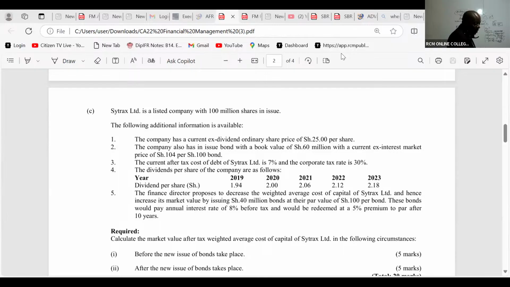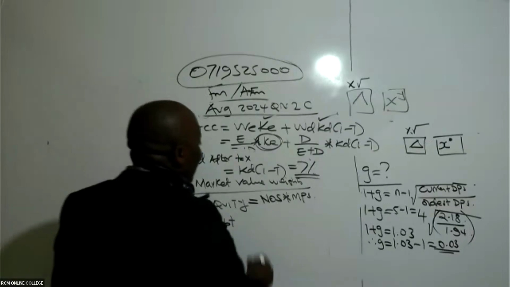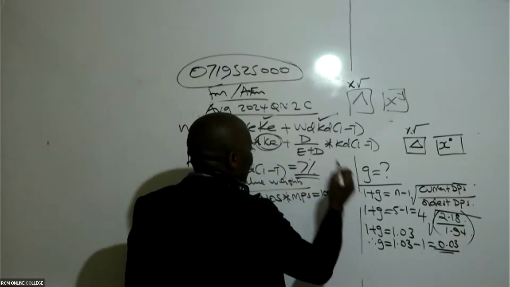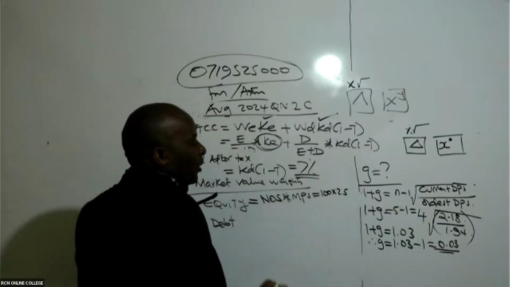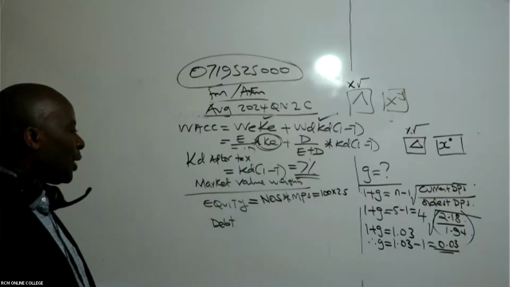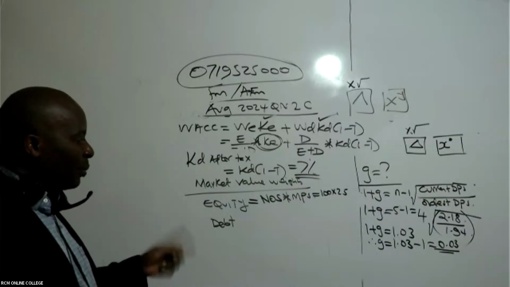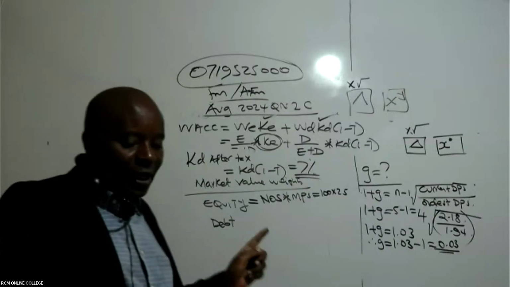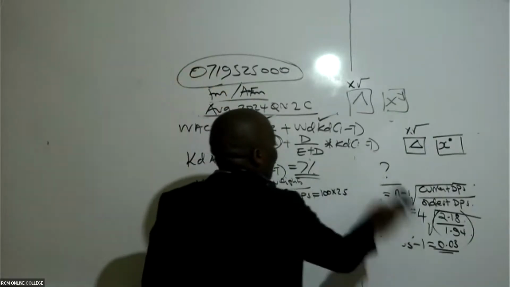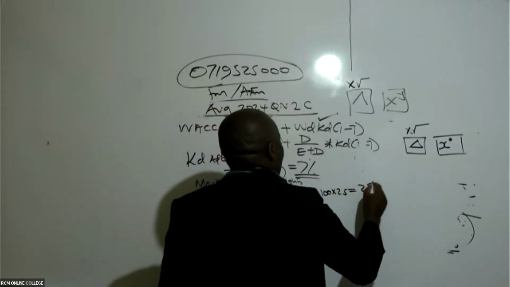So basically, the market value weight. Here I will take the number of ordinary shares, there are 100, and I can see this is 25. So my figures are in millions. So to get market value of equity, that's what we do. We take number of ordinary shares times market price per share, which is 100 times 25. So in millions, this gives me 2,500. Thank you so much.